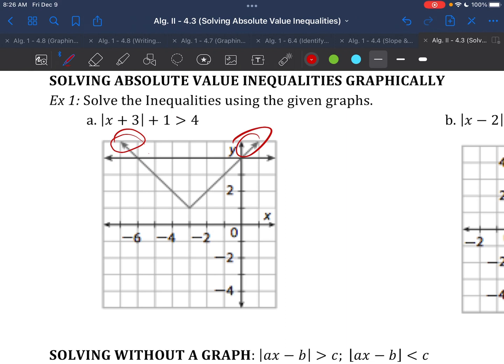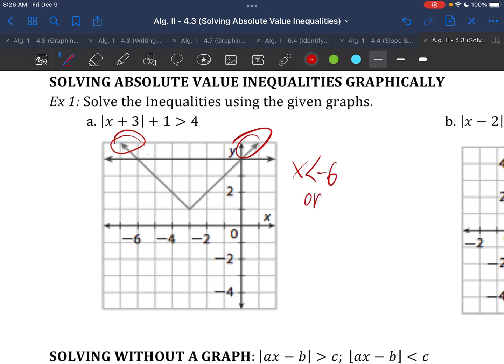So we say, okay, the two places it's above that line are when x is to this side of negative 6, so when x is less than negative 6. And the other spot is over here to the right of this, so when x is greater than 0. Now when x is equal to 0, it's equal to 4, so it's not greater than 4. When x is equal to negative 6, it's equal to 4 up and down, so it's not greater than 4.